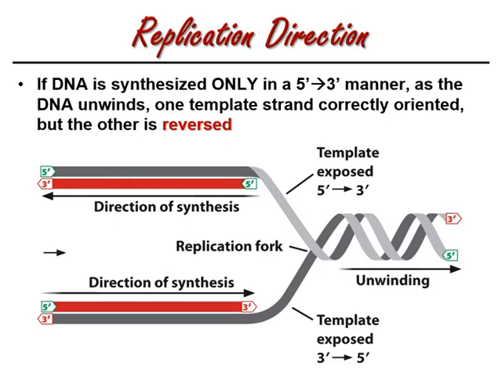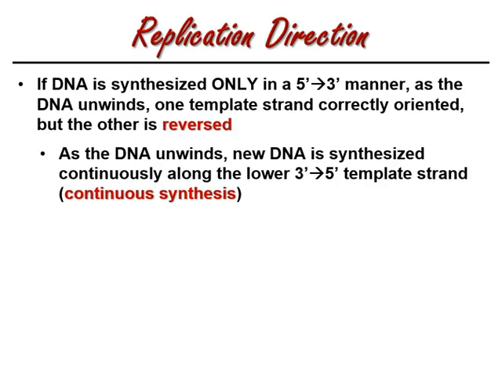So we open it up to a certain point, then we start making some DNA, and we go the opposite direction. Then this has to open up some more, so we could start here and then go this way to connect to this one. So one strand is perfectly oriented, the other one is reversed. When the template is exposed 5' to 3', that's the one that's reversed. The template exposed 3' to 5' is perfectly oriented. Now, don't get me wrong, you could still use the 5' to 3' template. It's not that we can't use it, it's just that it won't be as smooth.